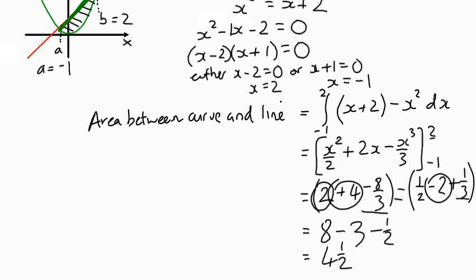4.5 what? 4.5 square units, because we're actually talking about the area, is 4.5 square units between the line and the curve. Okay, you might have a different way of working out that last section. There are various ways to evaluate it, but that was one of the ways. Okay, hope that makes sense.